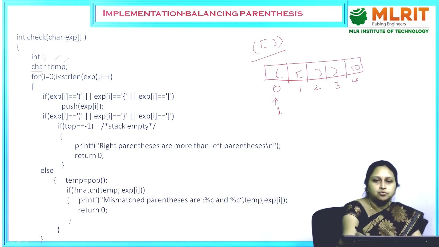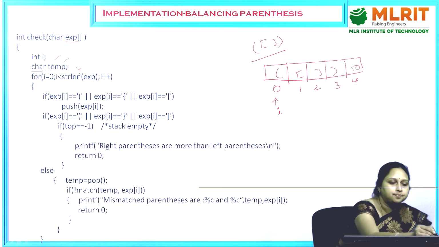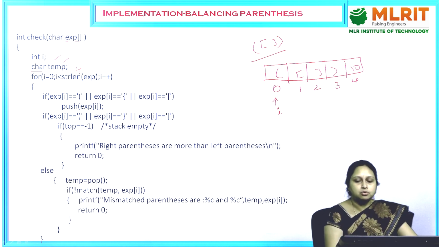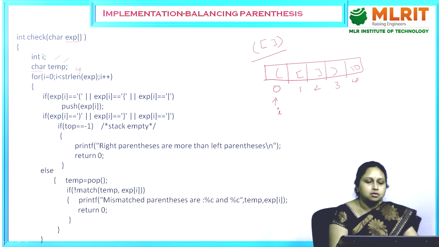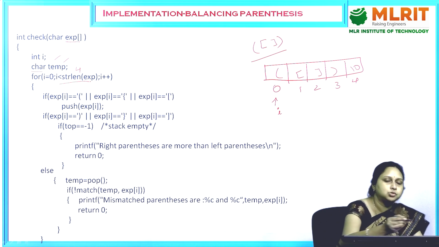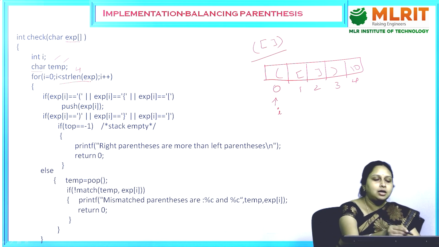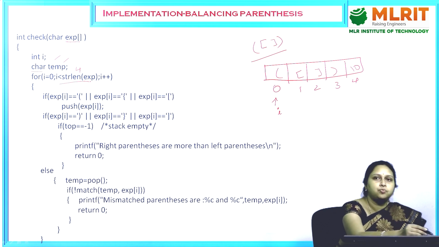What is the length of the string here? The length of the string is 4. We are not going to count the null character. However many characters are present in the string, that will be considered as the length of the string. Yes, this is the length of the string we have taken. Until this condition fails, this loop will be iterated.